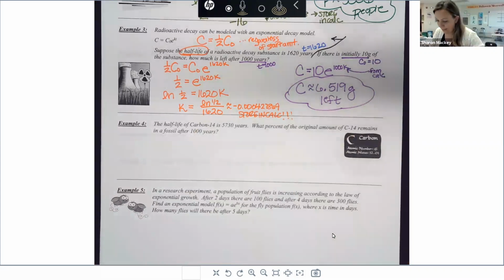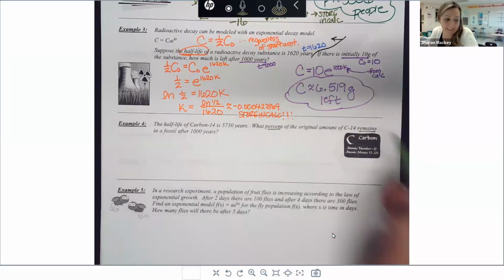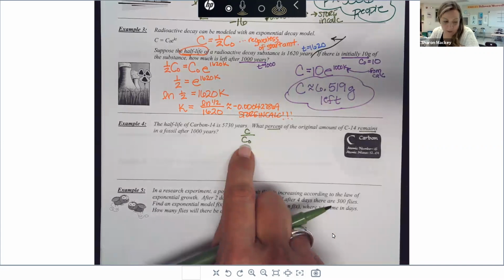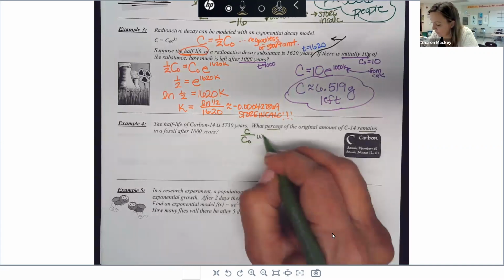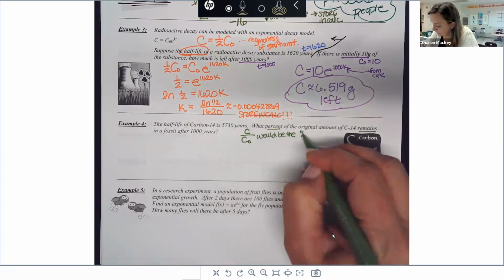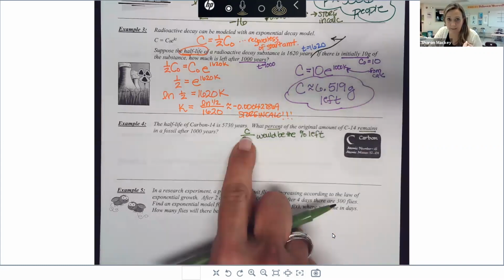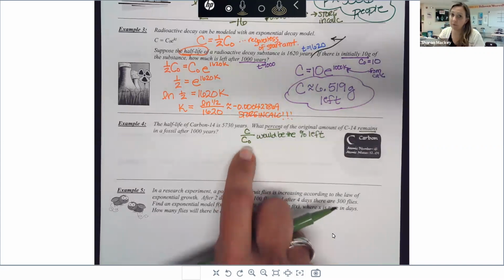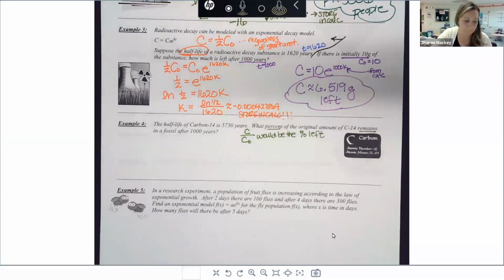So the percent that would be remaining in this problem would be the new amount over the original amount. So C over C sub 0 would be the percent that's left. Because C is how much carbon is in there now, and C sub 0 is where we started. So the now amount over the original amount would be the percentage that's left. So to help us do that, let's just put in what we know.